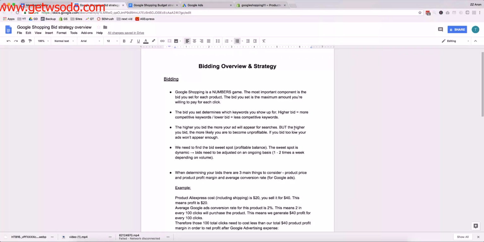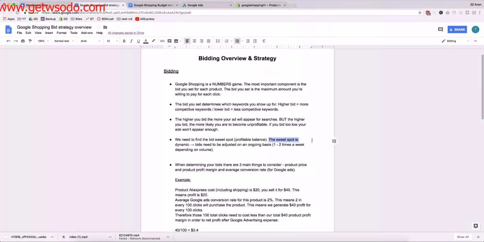But the thing is that the higher you bid, the more likely you are to become unprofitable, because you're paying more for each click. But if you bid too low, then you can run into the problem where your ads won't appear enough or you won't be served enough, right? So it's difficult to scale. What we're ultimately trying to do for each product is find a bid sweet spot. That's a profitable balance where the bid isn't too high that it's unprofitable and isn't too low that we're not getting enough volume, right? So we're trying to find the perfect bid that allows us to maximize our profit.